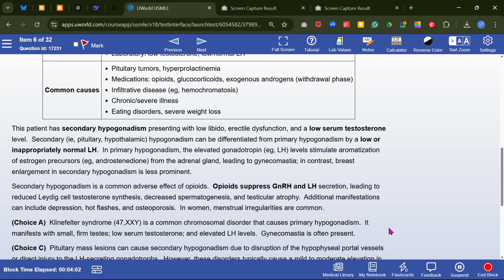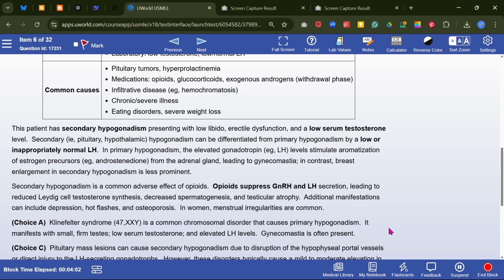This patient has secondary hypogonadism presenting with low libido, erectile dysfunction, and low serum testosterone level. Secondary hypogonadism can be differentiated from primary hypogonadism by a low or inappropriately normal LH. In primary hypogonadism, the elevated gonadotropin LH levels stimulate aromatization of estrogen precursor androstenedione from the adrenal gland, leading to gynecomastia. In contrast, breast enlargement in secondary hypogonadism is less prominent.